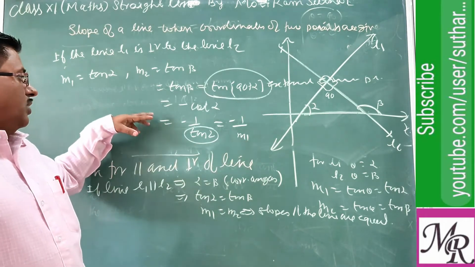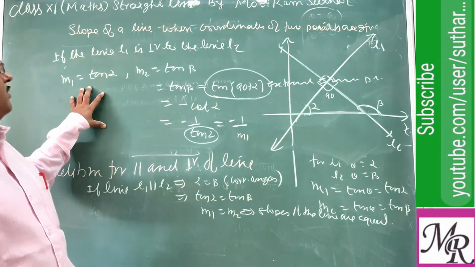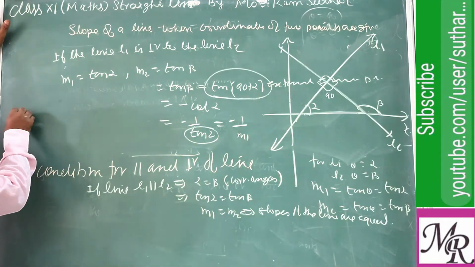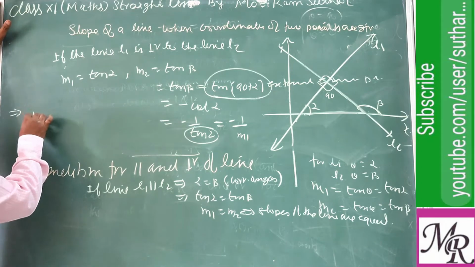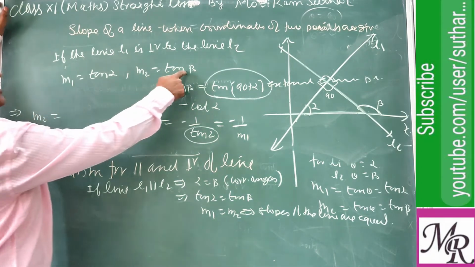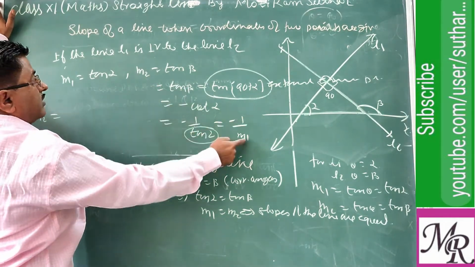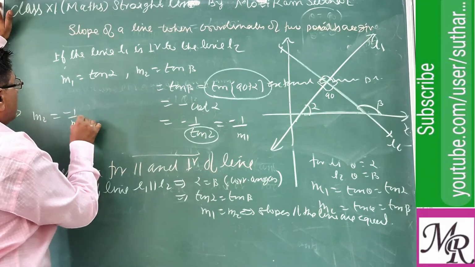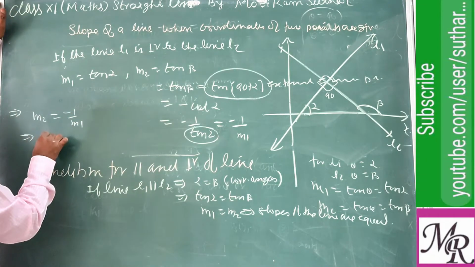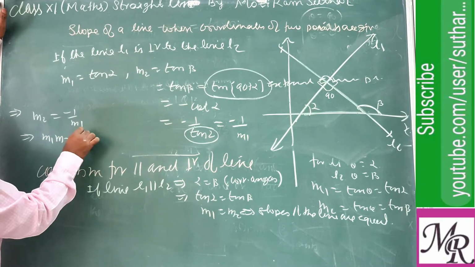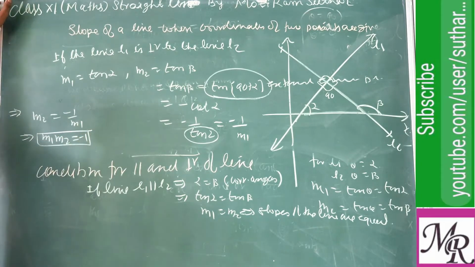Clear? So therefore we can write M2 equals tan beta, which equals minus 1 upon M1. So cross multiply: M1 into M2 equals minus 1.